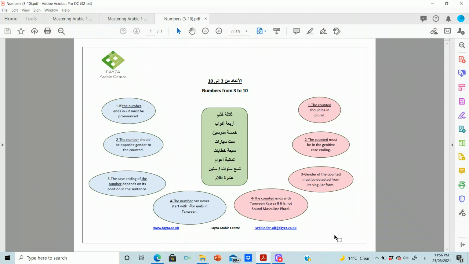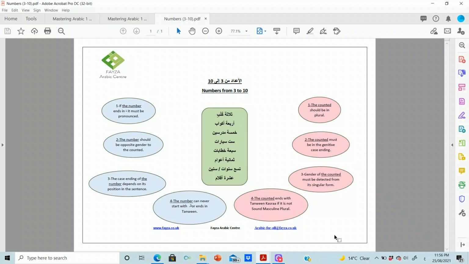All right. ثمانية أعوام. The singular of أعوام is عام. عام is masculine, and this is why ثمانية is feminine. تسع سنوات أو سنين. The singular here is سنة, and سنة is feminine, and this is why تسع is masculine. And finally, أقلام. Singular is قلم, masculine, and this is why عشرة is feminine. This rule about the numbers from 3 to 10 is very important.